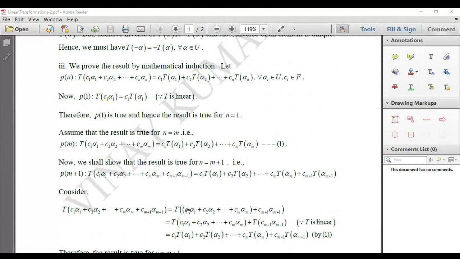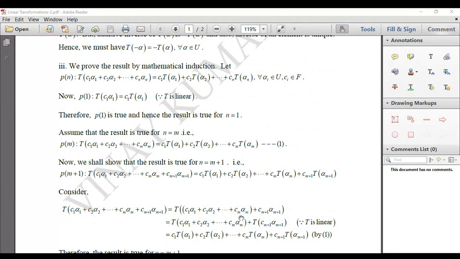Now suppose you assume this is alpha and this is beta, this is of the form T of alpha plus beta. And we know that because T is linear, T of alpha plus beta will be equal to T of alpha plus T of beta. But alpha is this and beta is this. Write that one. So I'm writing this because T is linear, and the first condition I have applied.